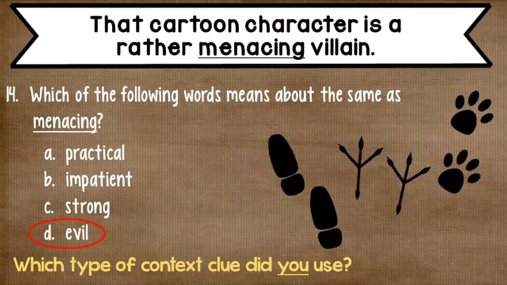Which of the following words means about the same as menacing? That cartoon character is a rather menacing villain. Now, I know from what I've read before that villains are usually not good people. And the only one that goes with that is evil. So what kind of context clue did we use there? I made an inference. Now, you may have used something different, but I took what I knew about villains, what I've read and what I've seen on TV and movies, and I made the inference that they were evil.